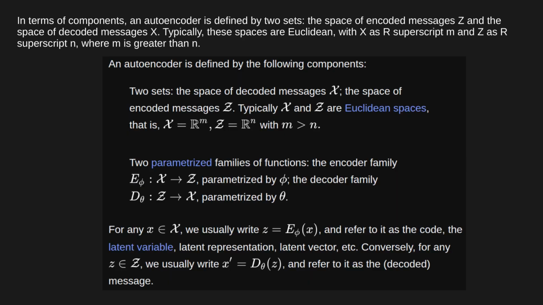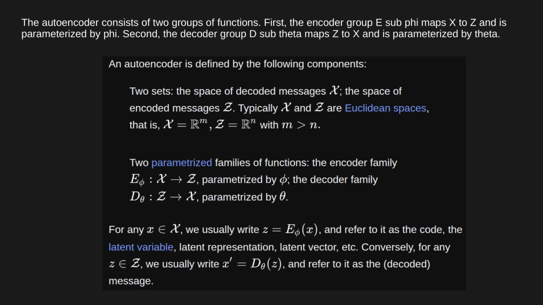In terms of components, an autoencoder is defined by two sets: the space of encoded messages Z and the space of decoded messages X. Typically, these spaces are Euclidean, with X as R^M and Z as R^N, where M is greater than N. The autoencoder consists of two groups of functions. First, the encoder group E_phi maps X to Z and is parameterized by phi. Second, the decoder group D_theta maps Z to X and is parameterized by theta.